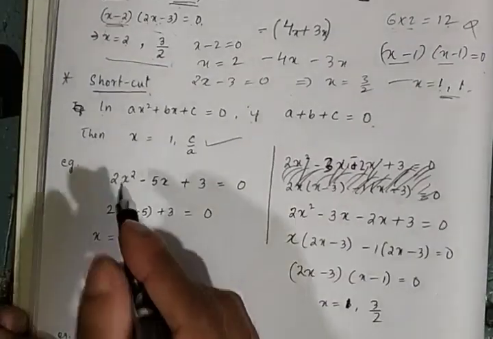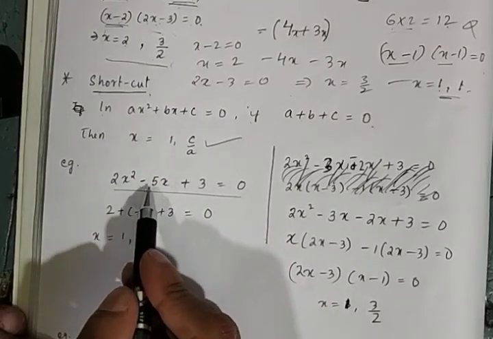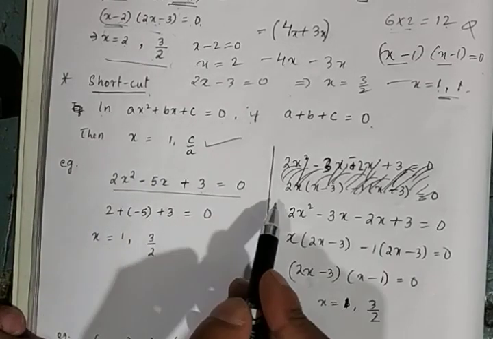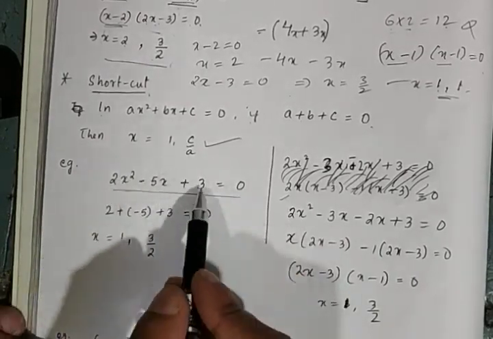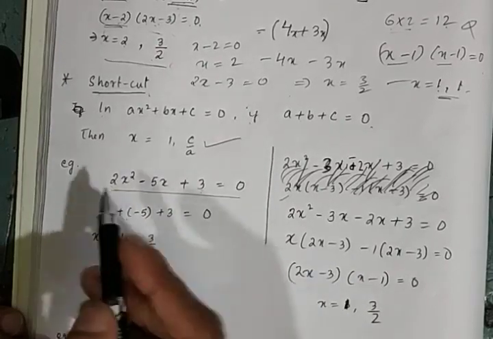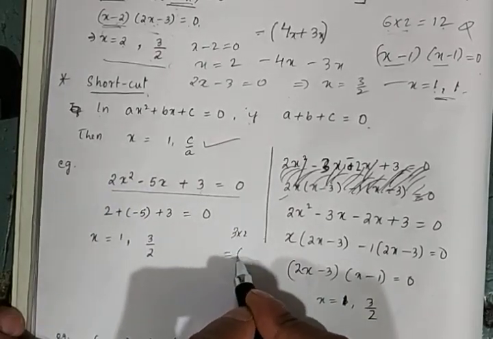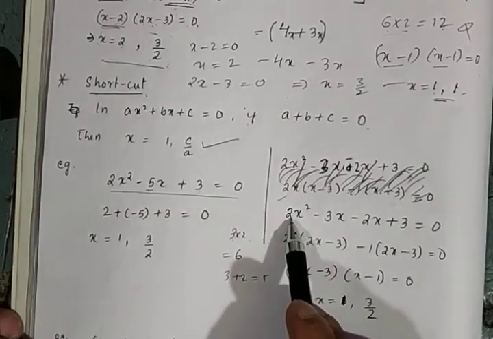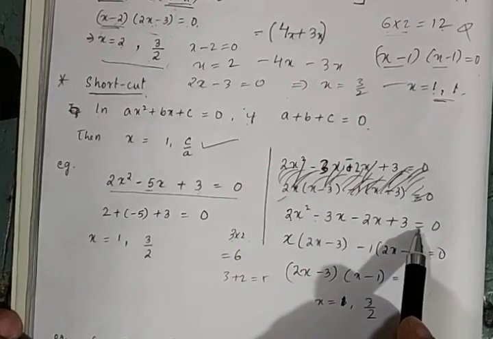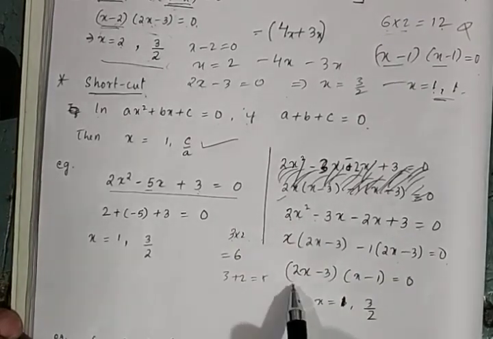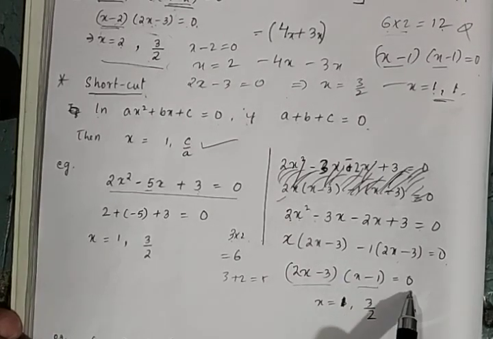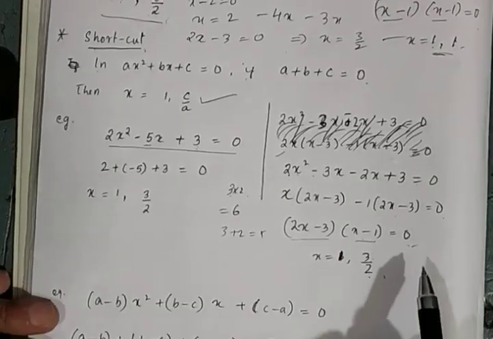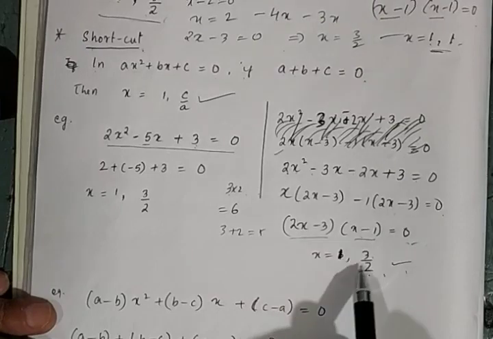Now one example let me show you. Just check this question: 2x square minus 5x plus 3. Let me explain it in the splitting way and in the shortcut way also. First, splitting. 3 into 2 equals 6, and 3 plus 2 gives us 5, the middle term. So 2x square minus 3x minus 2x plus 3. Then I take common: 2x minus 3, x minus 1 equal to 0. So x is equal to 1 and x is equal to 3 by 2.